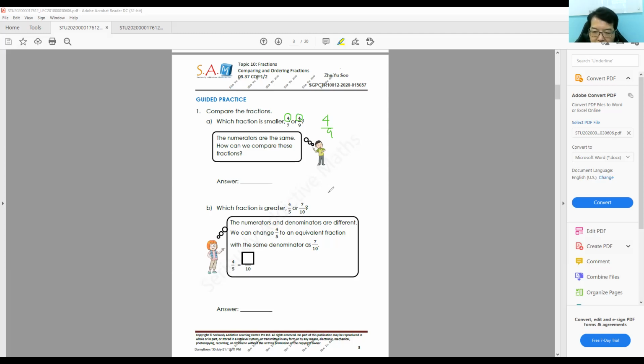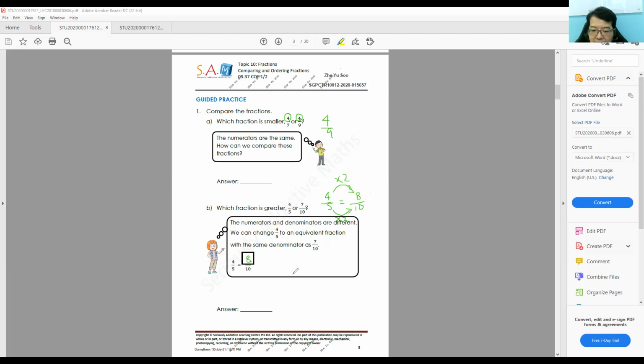You have 4/5. You want to convert it into a fraction with a denominator of 10. How do you do it? How does 5 become 10? 5 times 2. So when the denominator is multiplied by 2, you get 10. You have to do the same with the numerator, times 2. So 2 times 4 equals 8. So 4/5 is the same as 8/10.